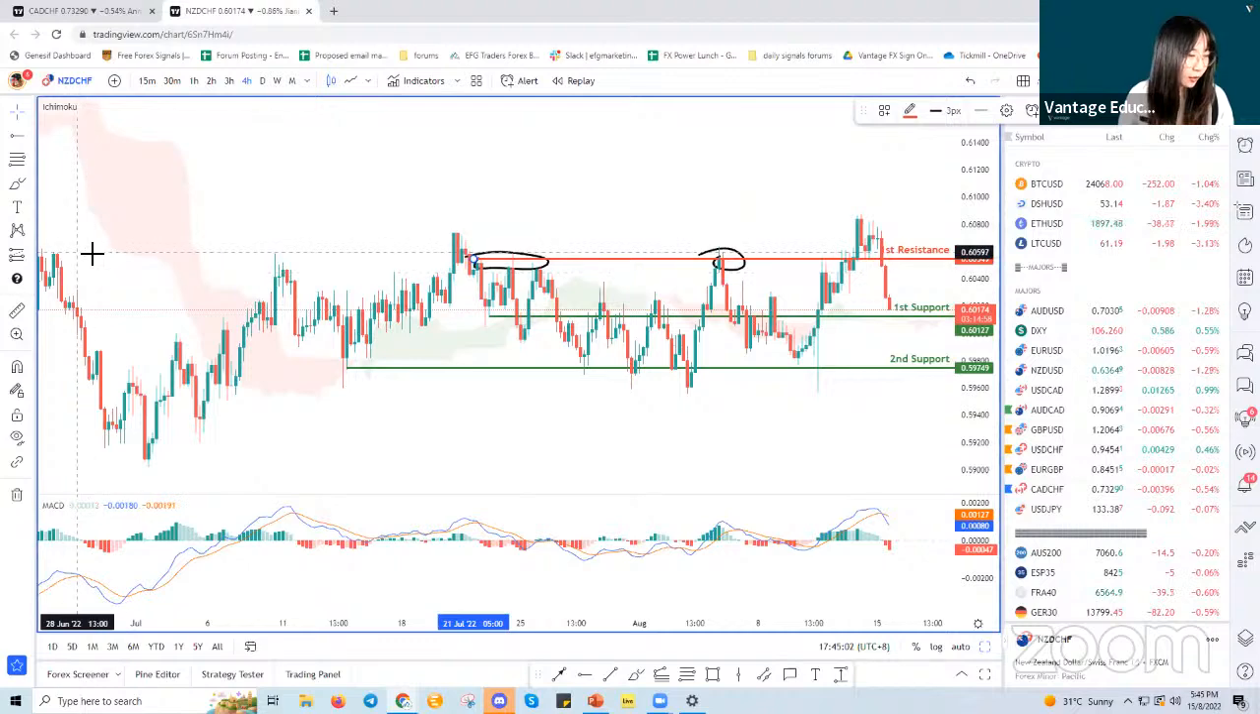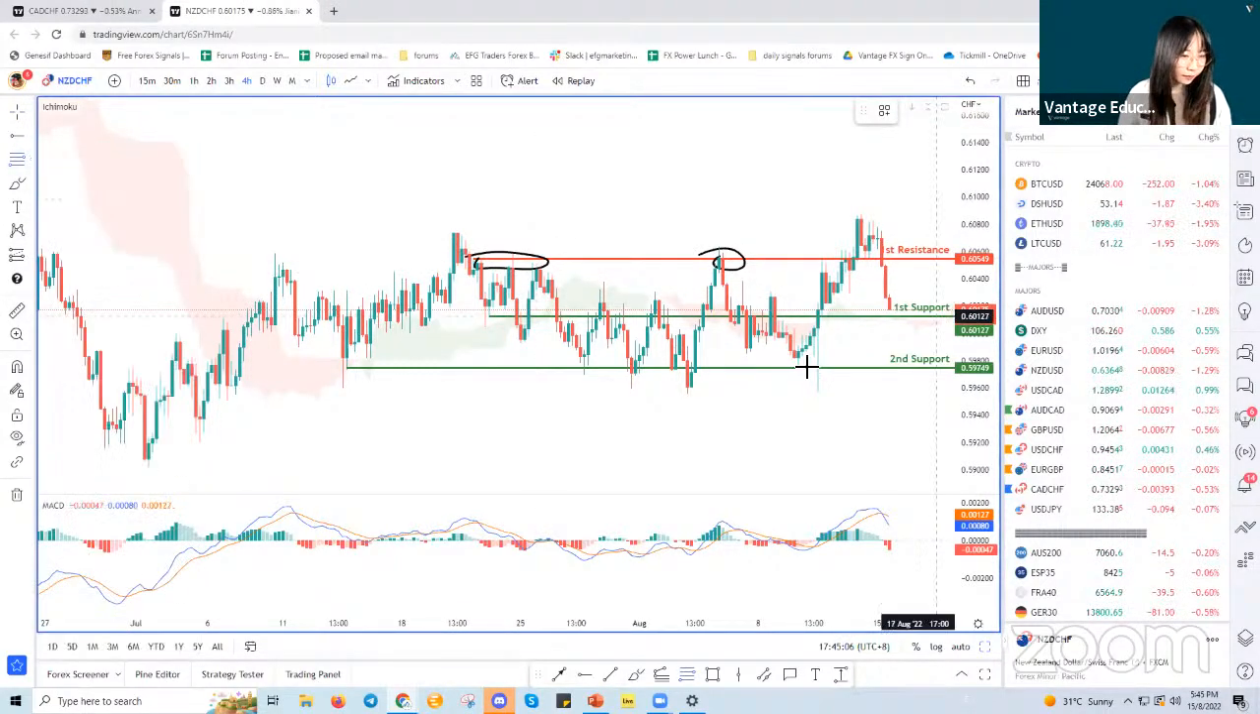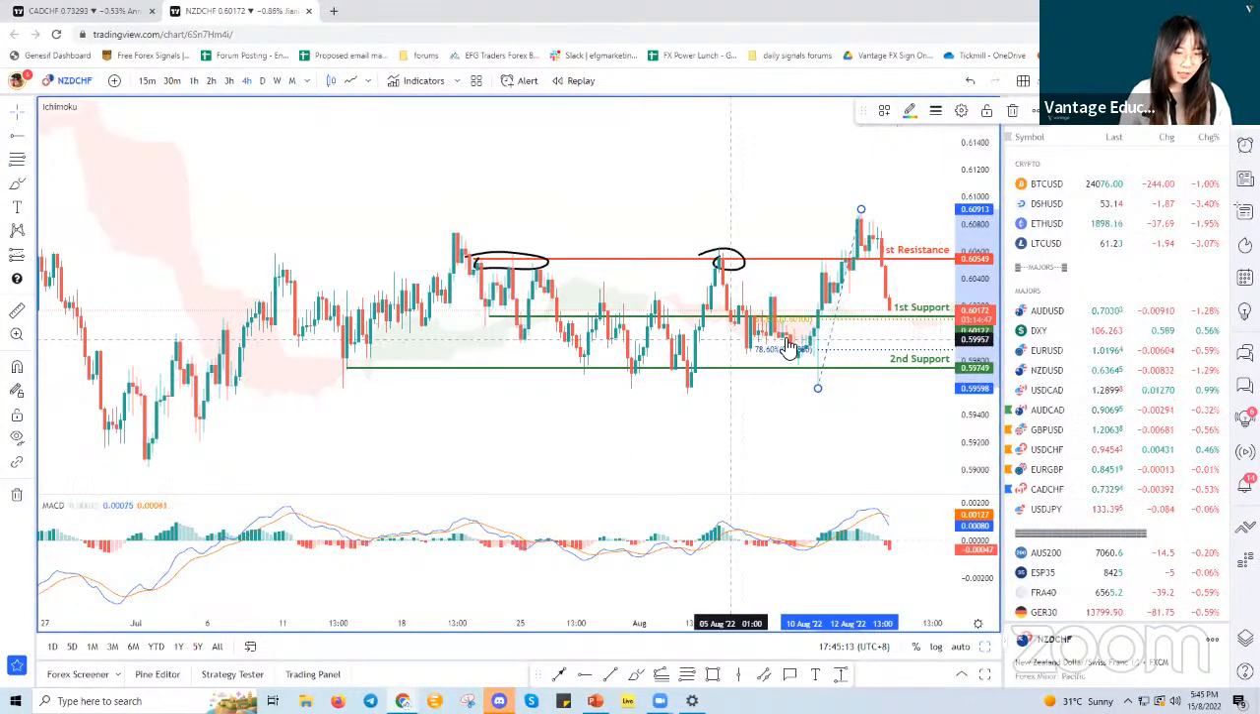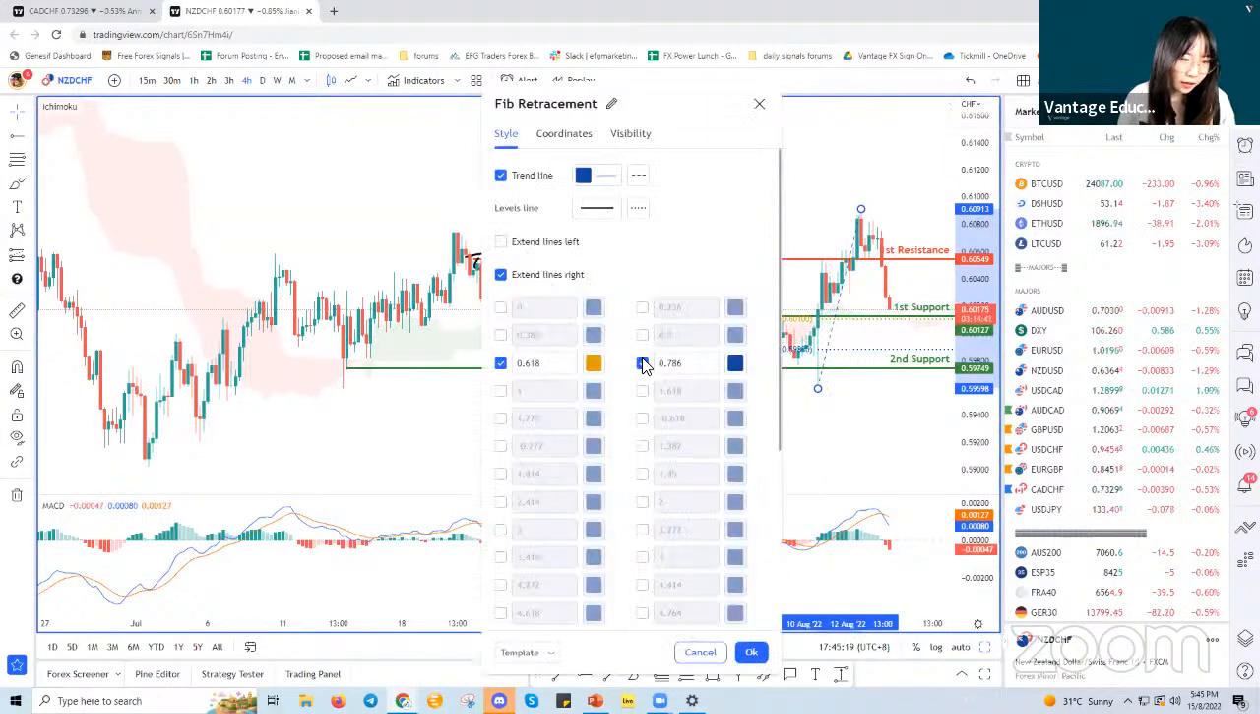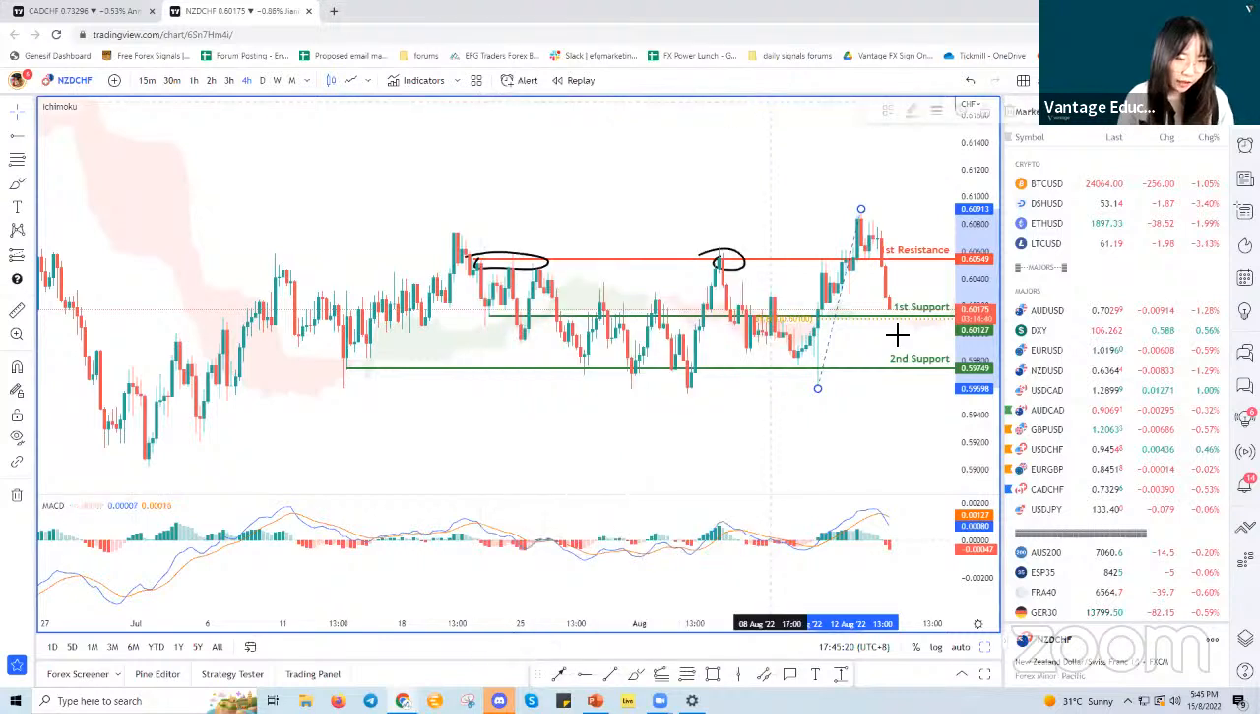Okay, and now we try to find some Fibonacci levels. You can see the price here is our 61.8 Fibonacci retracement. So here could be our sell entry. If the price touches this area, maybe we can expect it to go down in the future.